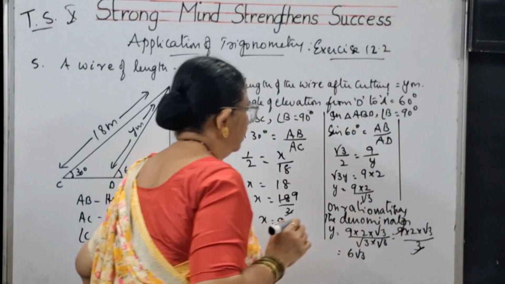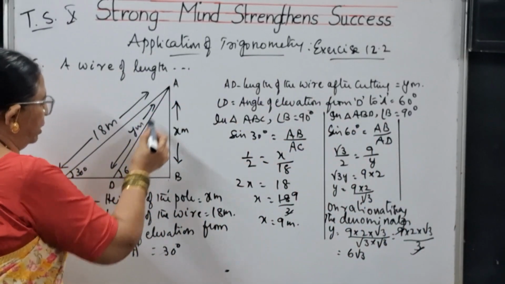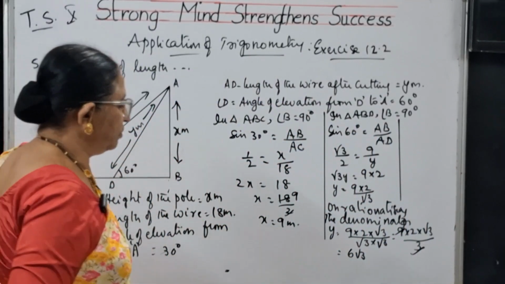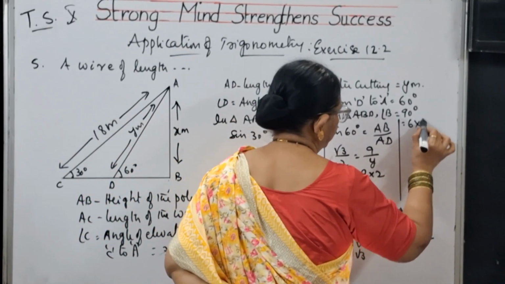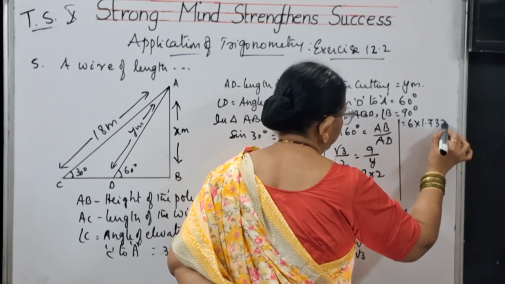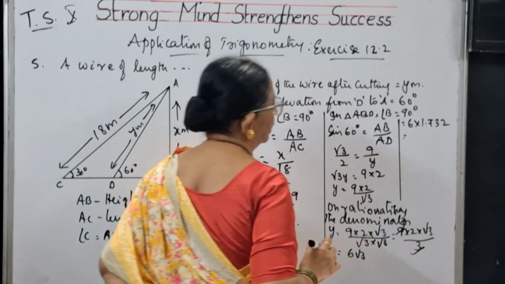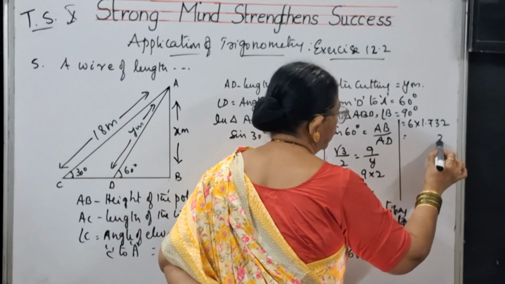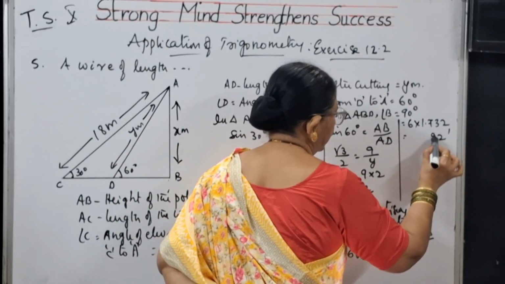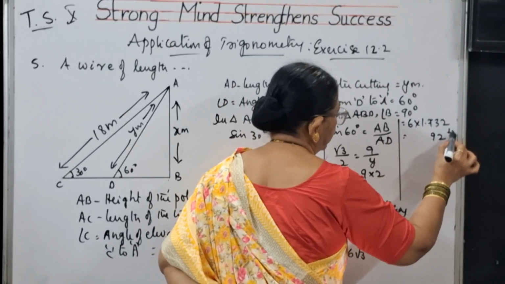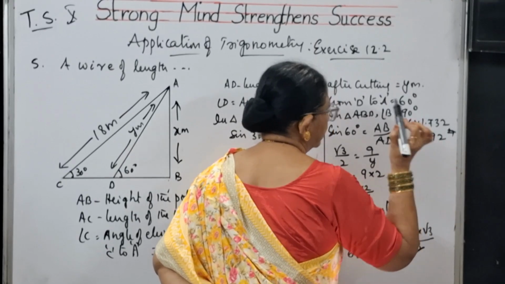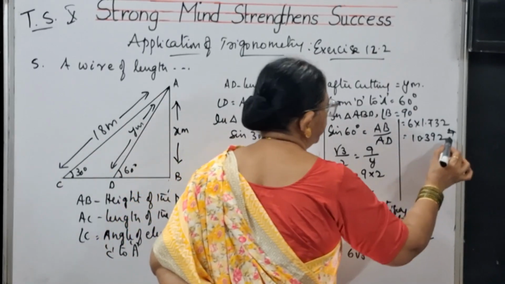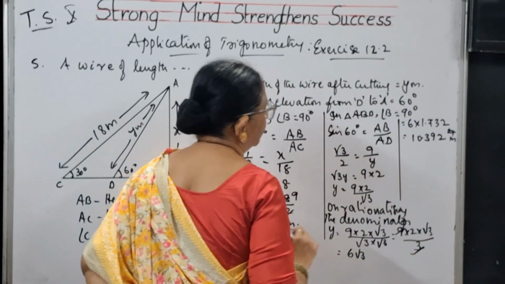Y is the length of the wire after cutting. So 6 root 3 means what? It is nothing but 6 into 1.732. That means 6 2s are 12, 18 and 1 is 19, 6 7s are 42, 43, 6 1s are 6, 49, 10.392 meters is the length of the wire.